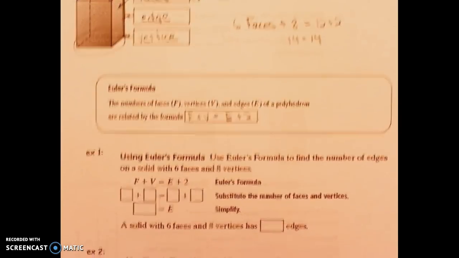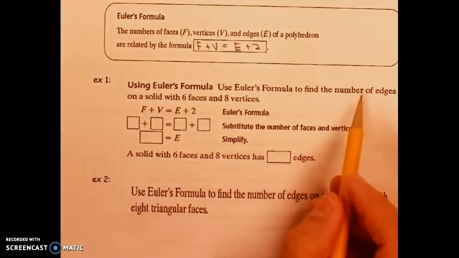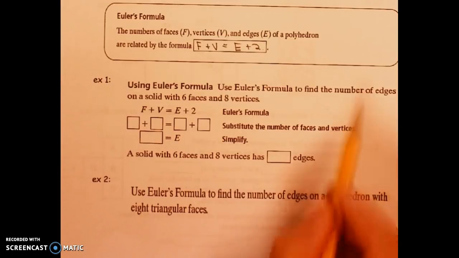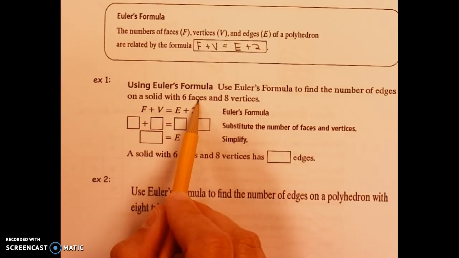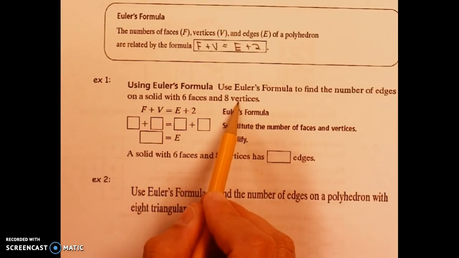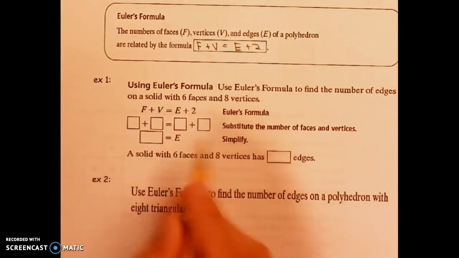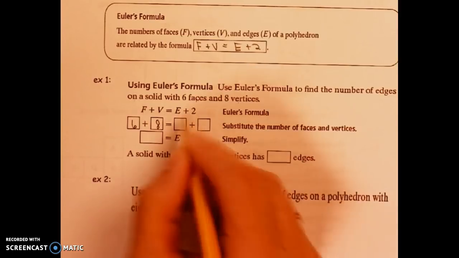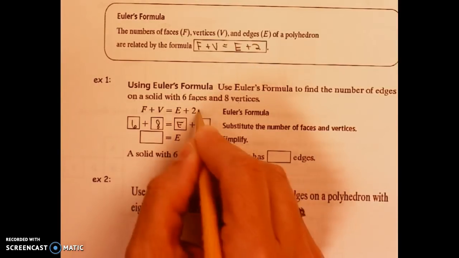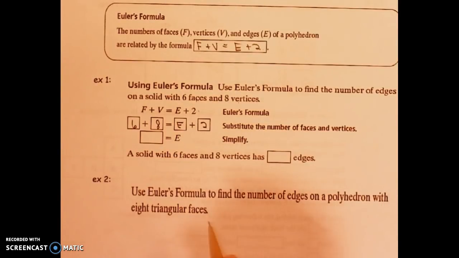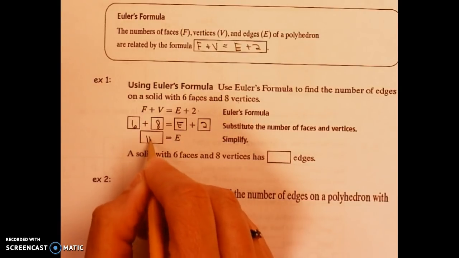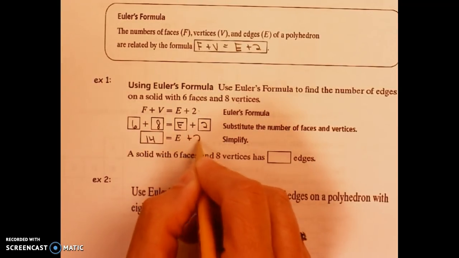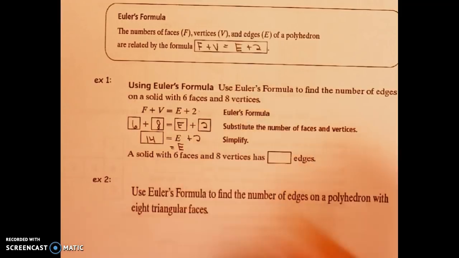So let's look at a few examples. It says using that formula, we want to find the number of edges on a solid that has 6 faces and 8 vertices. So I'm substituting in the 6 faces, substituting in the 8 vertices. I'm looking for E, and I've got a plus 2. So when I substitute in, I have 14 equals E plus 2. Eventually, E is equal to 12, and we've got 12 edges.